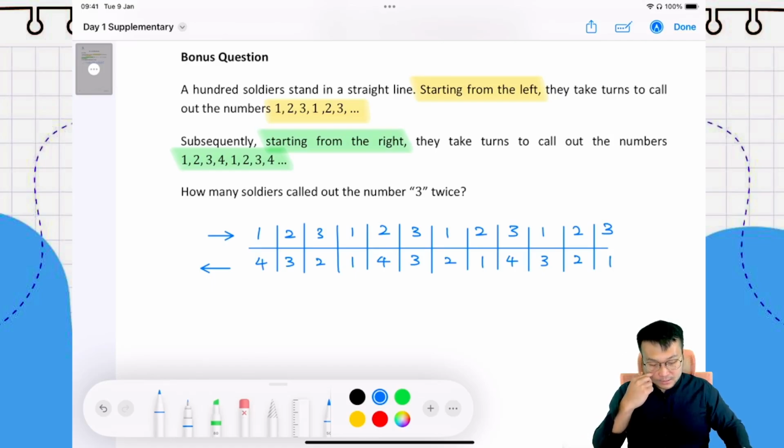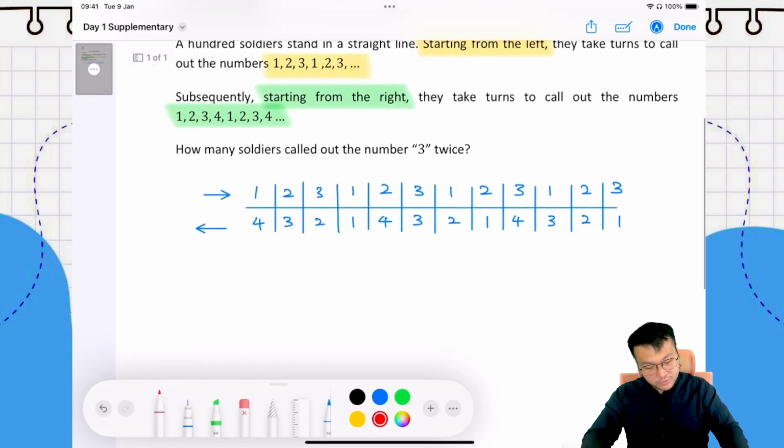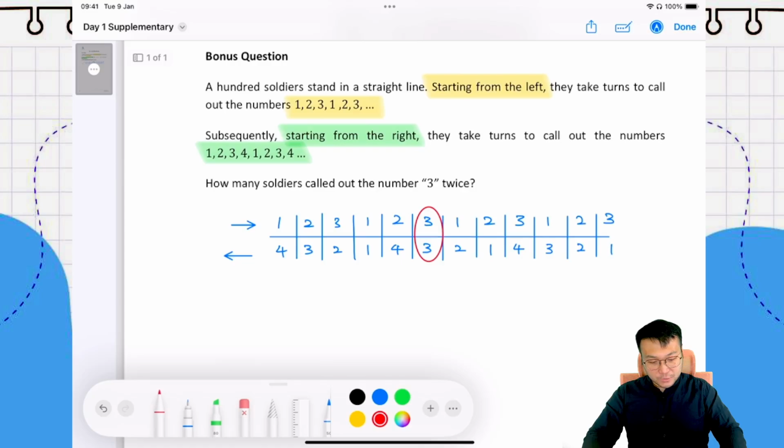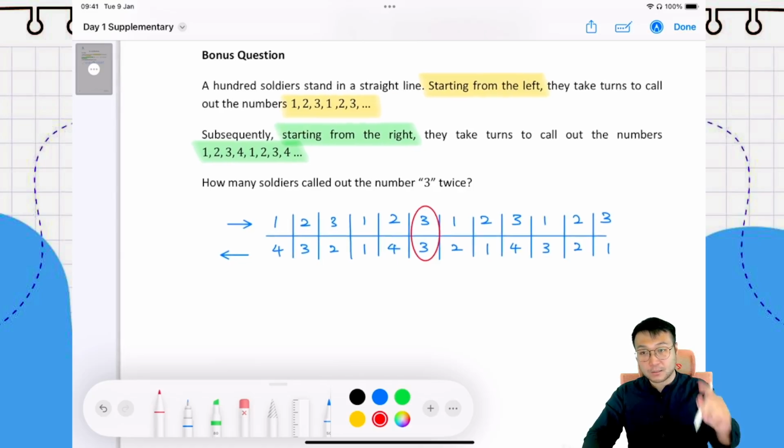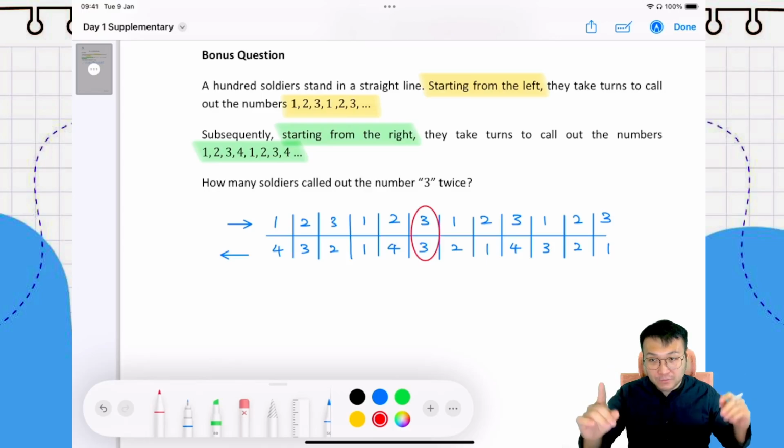So students, do you notice that in every 12 soldiers, who is the person who calls out the number 3 twice? Only one person. In every 12 soldiers, only one person calls out the number 3 twice. So can you tell me how many soldiers out of 100 soldiers call out the number 3 twice? Type your answer in the chat. Come, your time starts now.